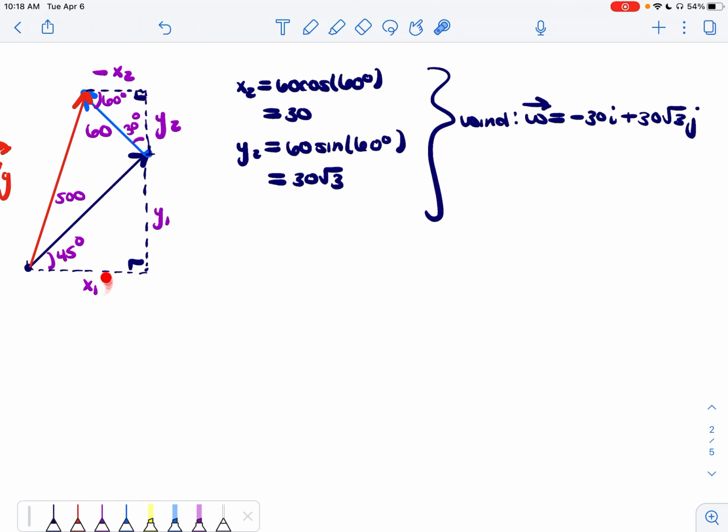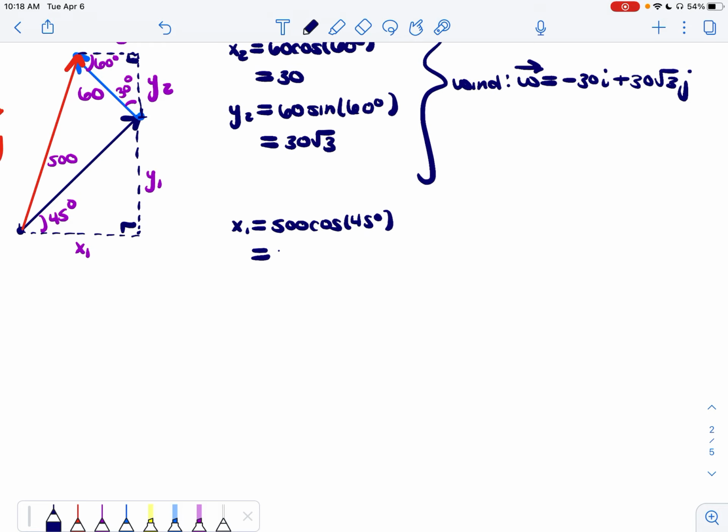So x1 is adjacent to the 45 degrees. Remember, we have a hypotenuse of 500. So x1 would be equal to 500 cosine of 45 degrees. Cosine of 45 is root 2 over 2, times the 500 would give us 250 root 2.